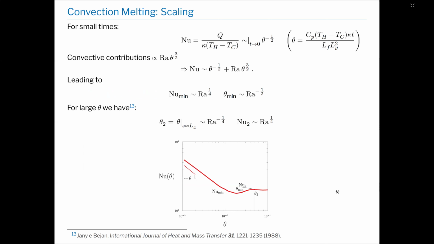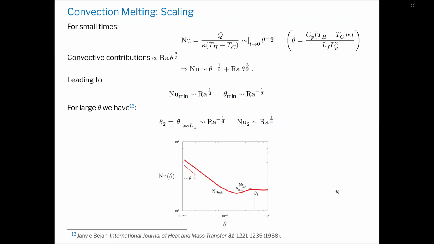And moving on in time, there are some convective contributions that emerge, and these are proportional to the adimensional time to the power 3/2 and the Rayleigh number. From this law, we can derive that there is a minimum in the Nusselt number that goes like the Rayleigh number to the power of 1/4. And to this, it corresponds a theta, which goes like the Rayleigh number to the power of -1/2.